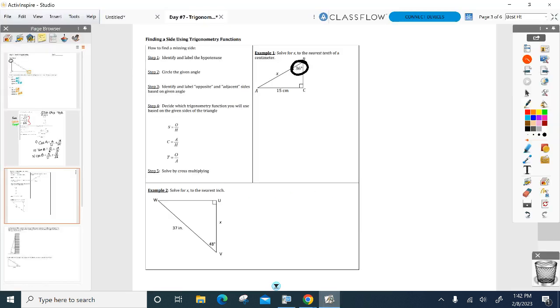What's the 15? The 15's opposite. Okay, opposite, good. And what about the x? It's hypotenuse. Okay, and I don't even bother with the blank side, because that's just going to screw with your mind. Just leave those 2. So you have the opposite and the hypotenuse side.